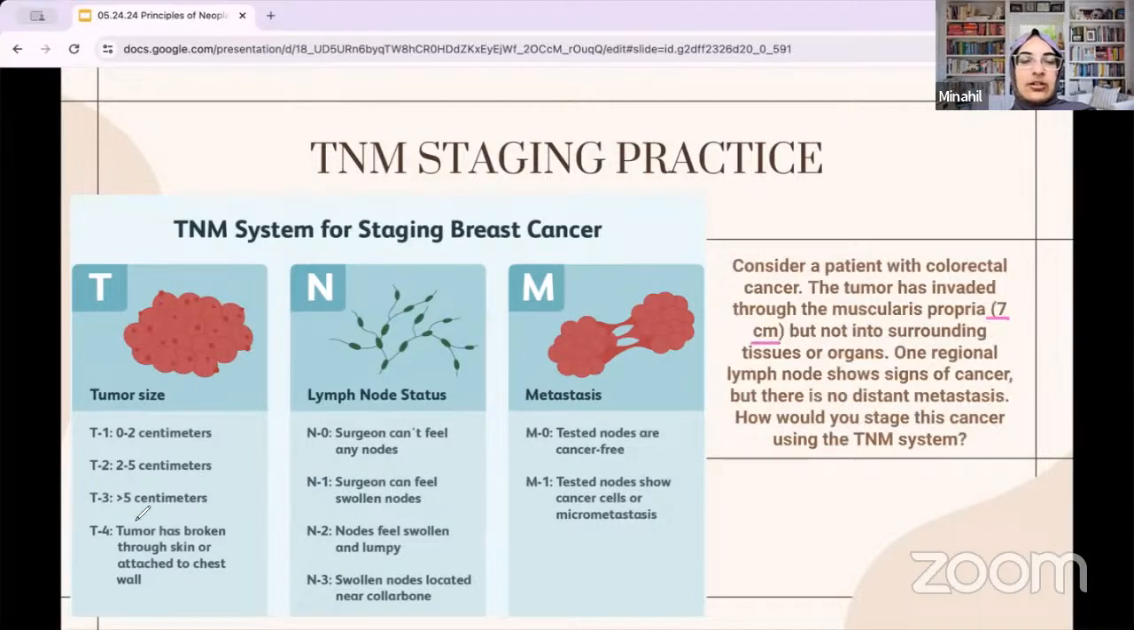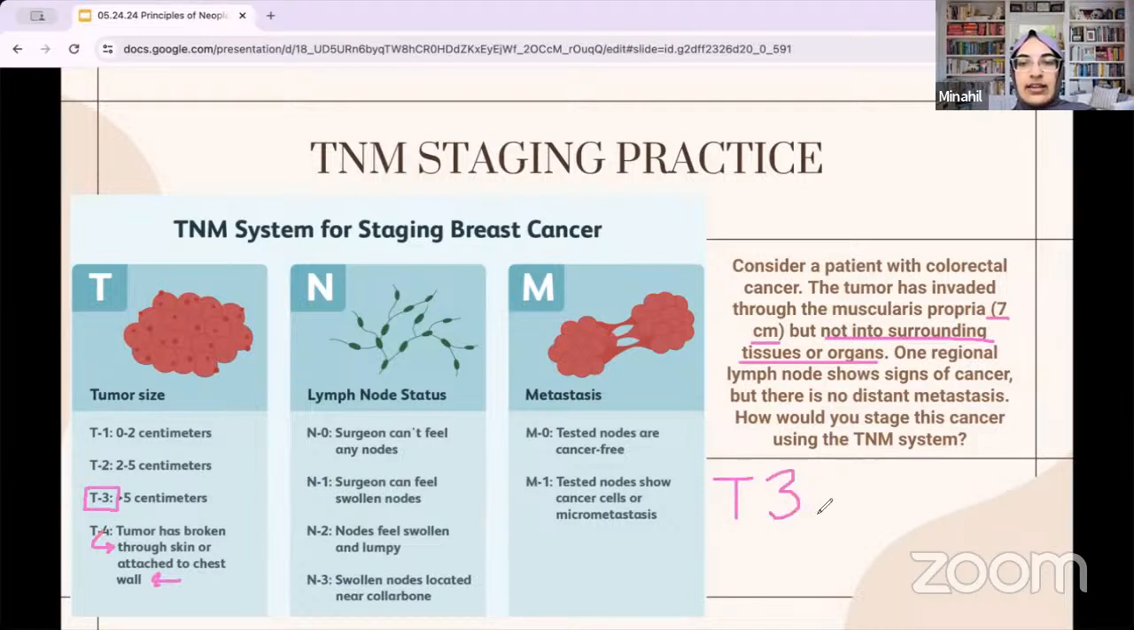So basically, this tumor that is 7 centimeters in length means that this is a T3. The reason why it's not a T4 is because it specifically mentioned that it didn't penetrate into the surrounding tissues or organs, so it didn't break through skin or attach to the chest wall. So it can't be a T4. It would be a T3.